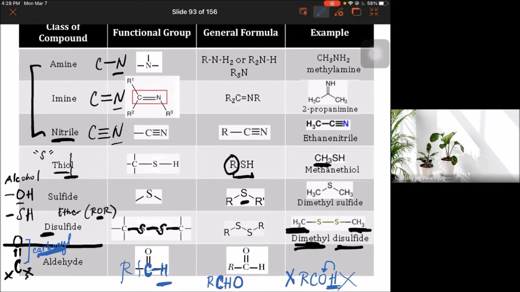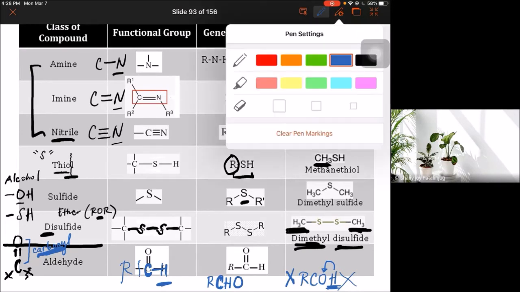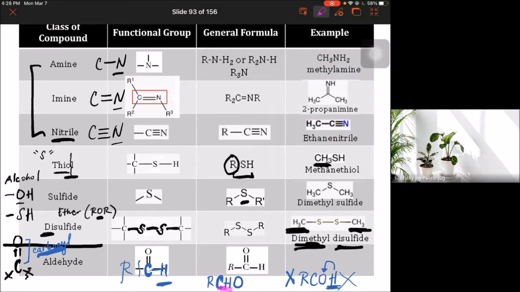Okay? So, para ma-emphasize lang na the hydrogen is directly bonded to carbon for an aldehyde, okay, that is being written in this way. CHO.